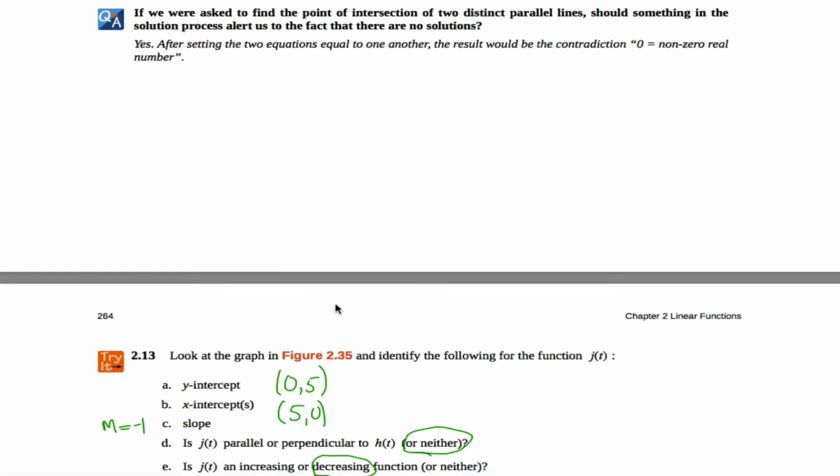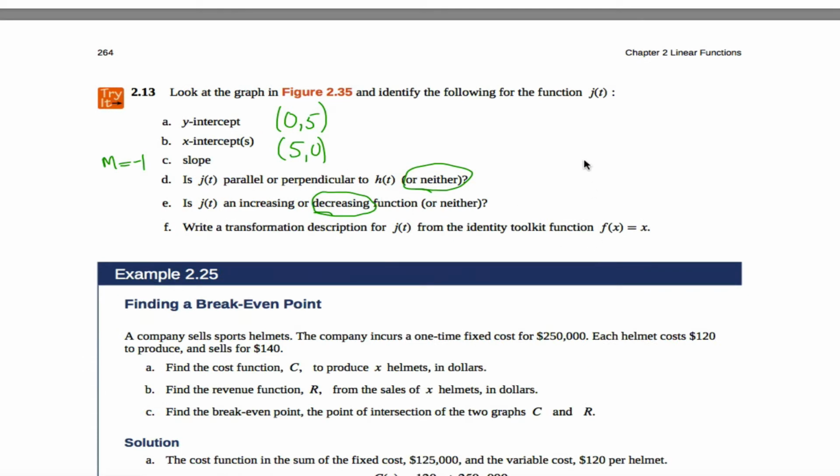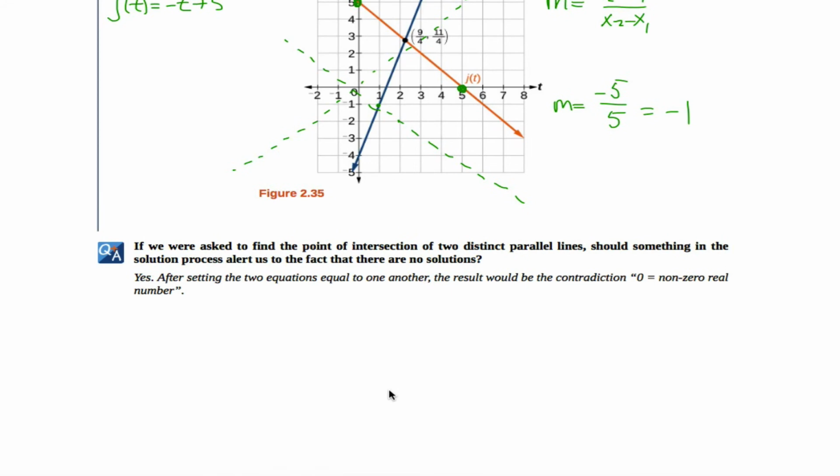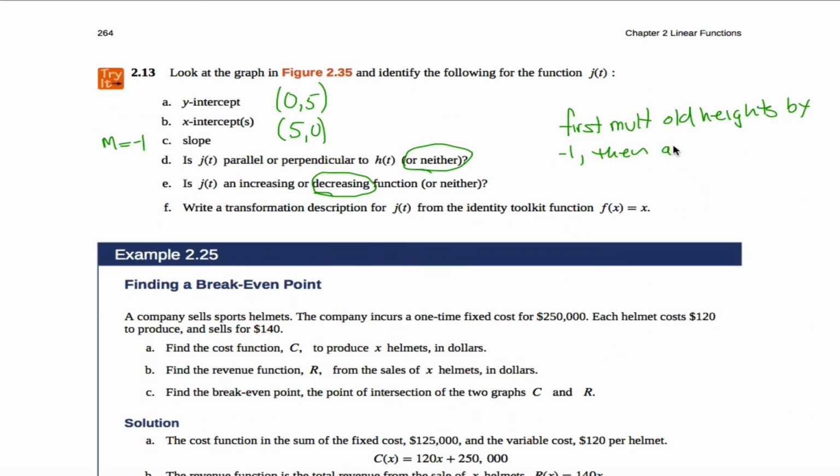So how do you describe all that? I would describe it by saying first multiply old heights by -1. Then, what did I do? Add 5 to all heights. That's the way it makes sense in my mind. That's the way I talk through function transformations.